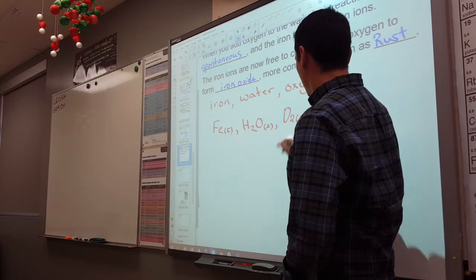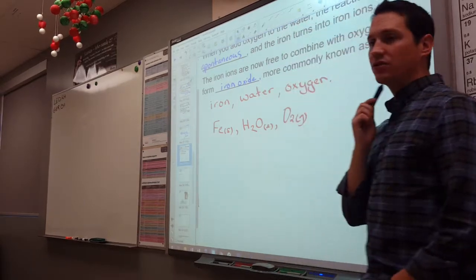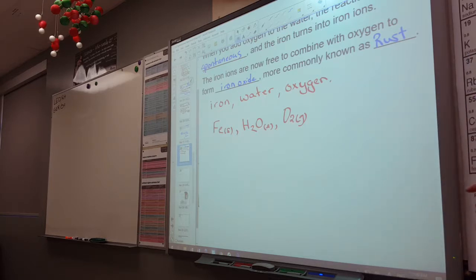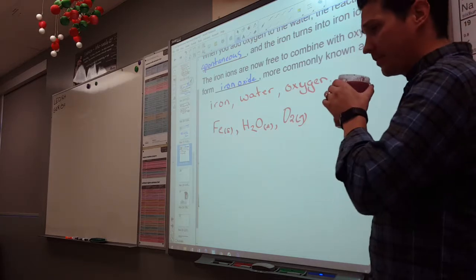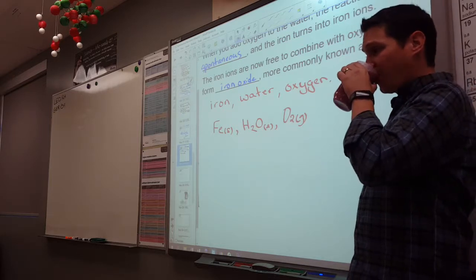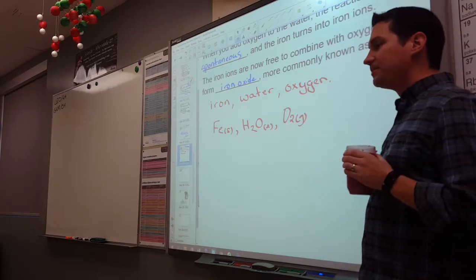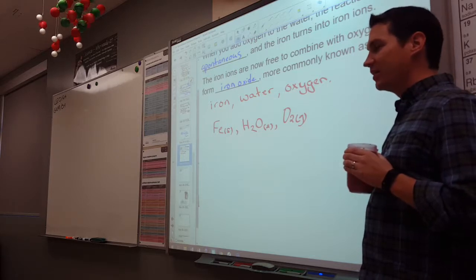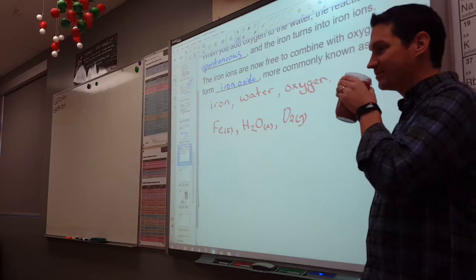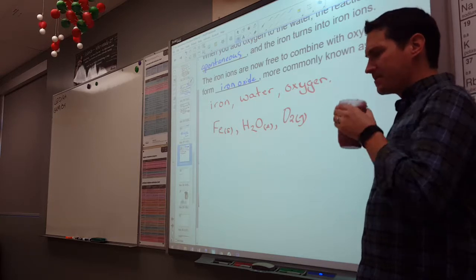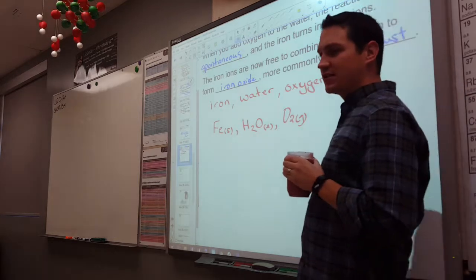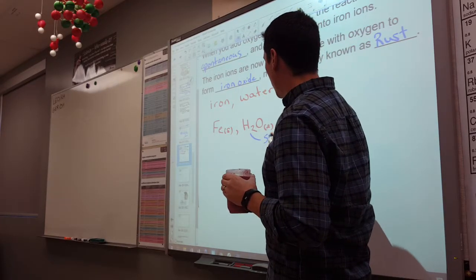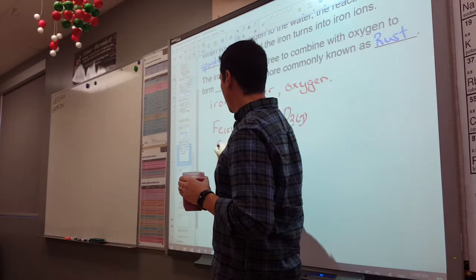O2 gas. So I want you to try and find your strongest reducing agent and your strongest oxidizing agent in the list. We already have, but I just want you to do it again and just label them. Mikola was so hesitant to even open up his data booklet. Didn't even want to do it. What's our strongest oxidizing agent here? Oxygen and water. And our strongest reducing agent is iron.